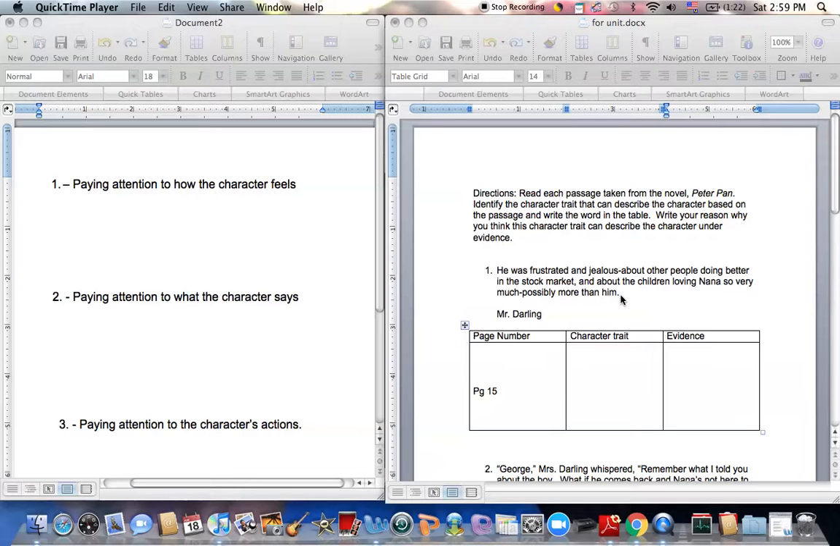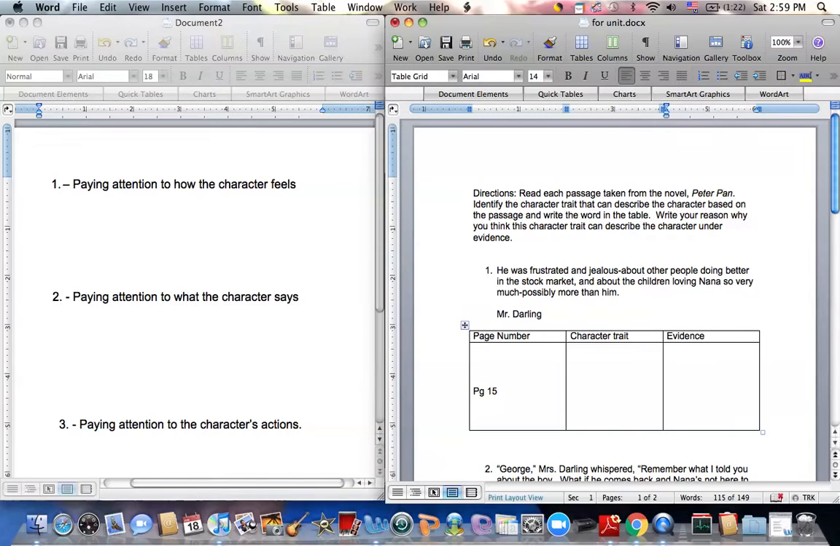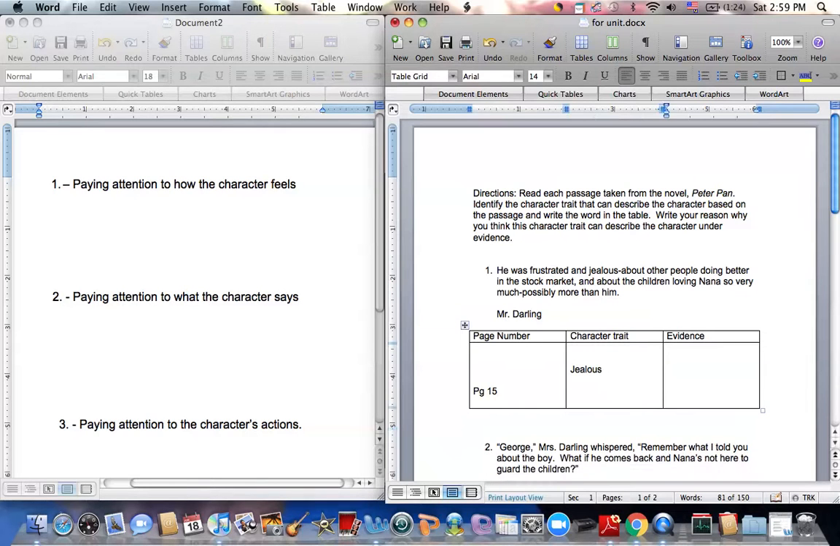In this passage, we can say that Mr. Darling is jealous. How do I know that Mr. Darling is jealous? I know he is jealous because he is jealous about people doing better in the stock market. That does not make him happy. And he's jealous that his children love Nana so very much, possibly more than him.